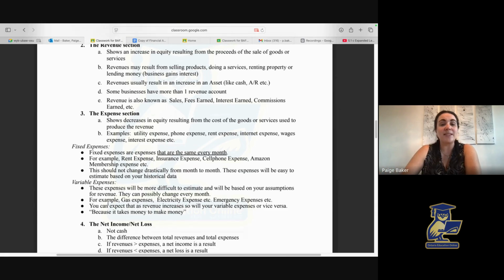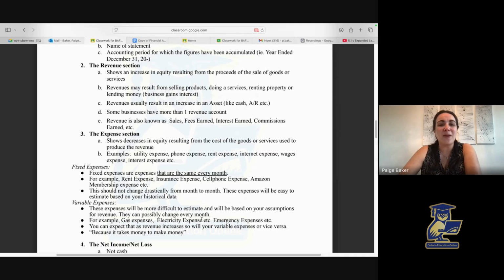The second type of expense is what we call a variable expense. These expenses will be more difficult to estimate and will be based on your assumptions for revenue. They can possibly change every single month. So for example, gas expenses, depending on how much you drive, is going to be dependent on how much gas you need. An electricity expense, same thing. Depending on how much you use, that's how much you are going to have to pay. You can expect that as revenue increases, so will your variable expenses or vice versa. So it's the cost of doing business. The more revenue you have, typically the more expenses you have as well, because it takes money to make money.